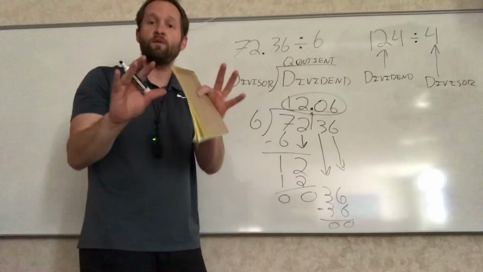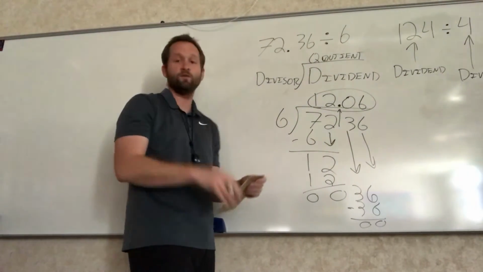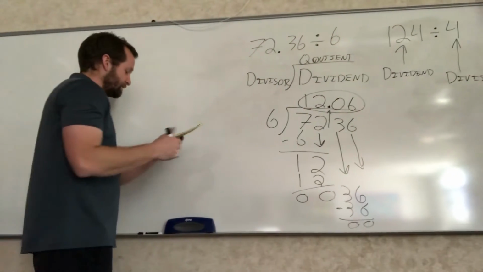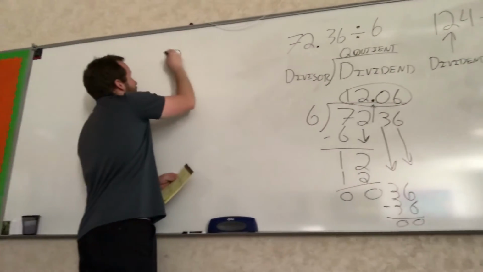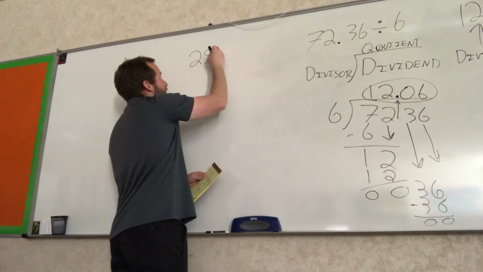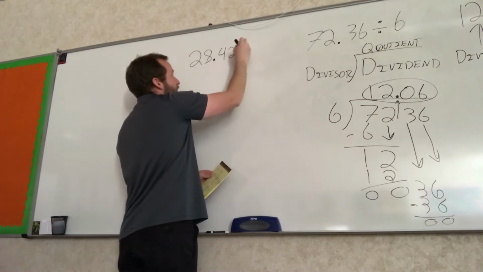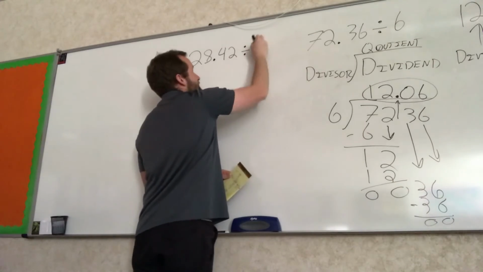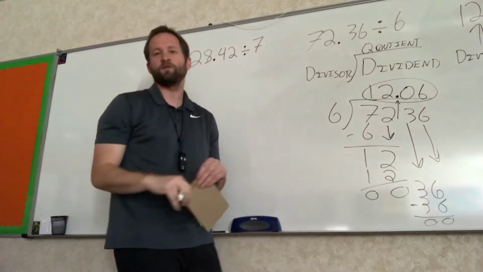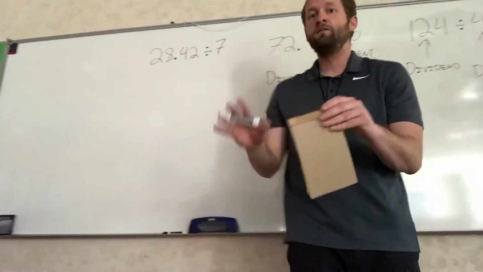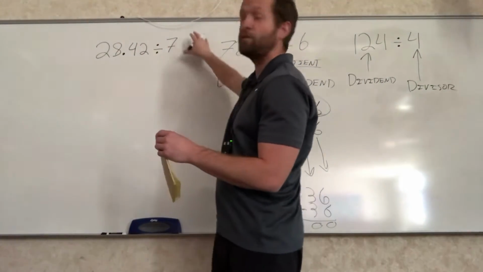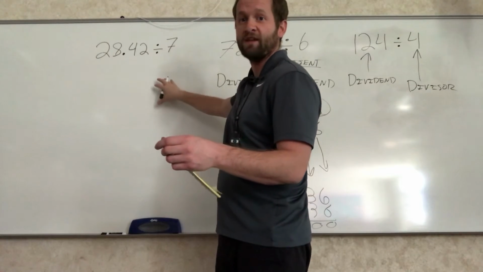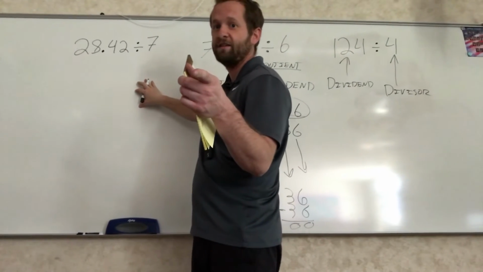What I want to do now is give you a problem to try. On your piece of paper or on a whiteboard, however you're doing this at home, I want you to write the problem 28.42 divided by 7. Before you start solving anything, pause the video, and write this problem inside your division bracket. Okay, pause it really quick and do that.